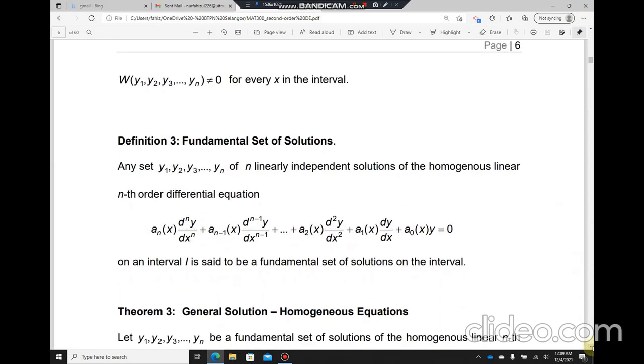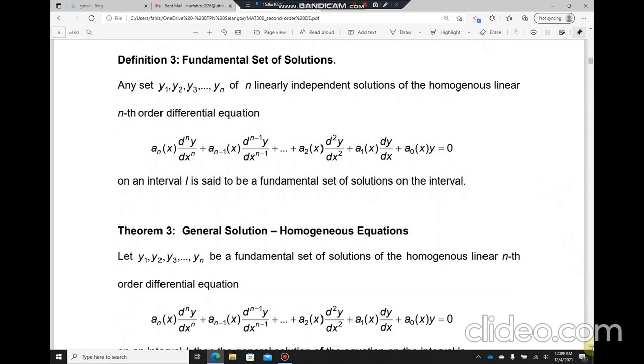Okay, next definition 3. Fundamental set of solutions. Any set y1, y2, y3, yn of n linearly independent solutions of the homogeneous linear nth order differential equation on an interval I is said to be a fundamental set of solutions on the interval.